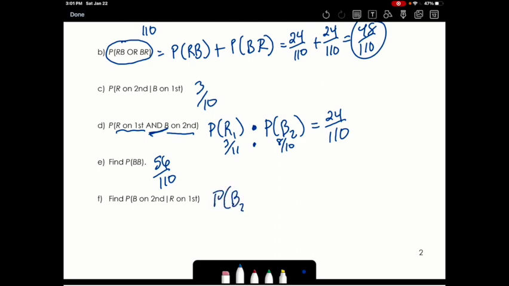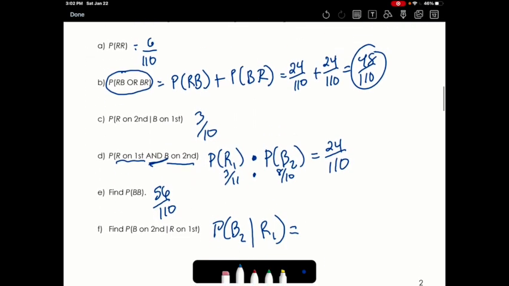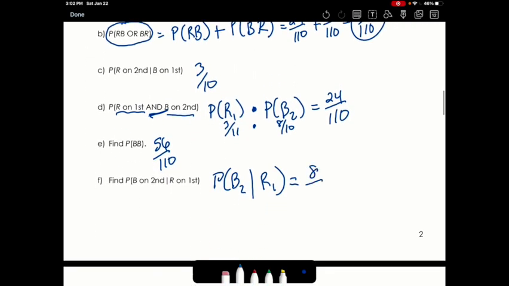Okay, and then the last example for this diagram, it says, what's the probability of getting a blue on the second if you already had a red on the first? So if I had a red on the first, if we come back up here, let me erase the clutter again. If we had a red on the first, and then we want to see what the probability is of getting a blue on the second, that would be 8/10.